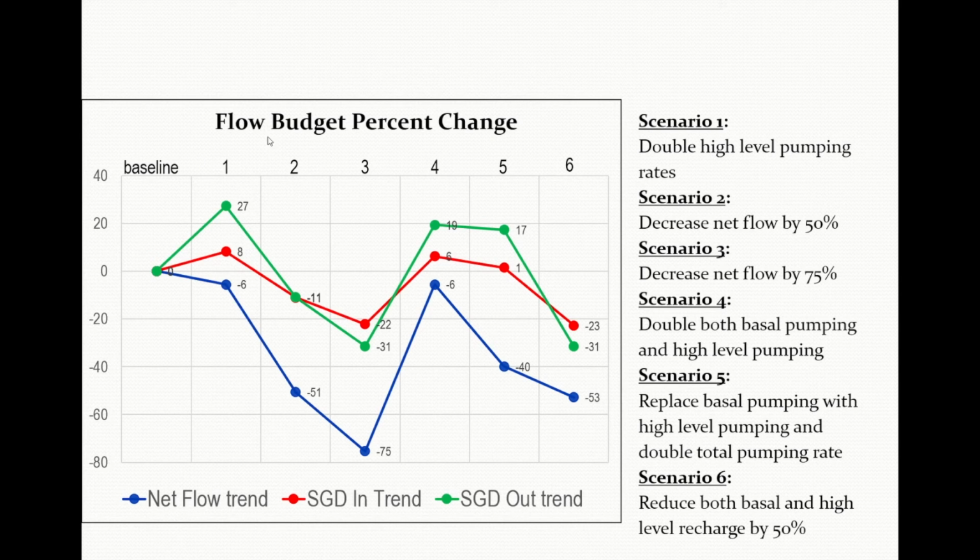Here is an example for the water budget. We can do different scenarios. The blue here reflects the net flow, so here up to minus, this is percentage, like 75% reduction. And we can look at the red, which is the SGD coming into land, so this is from the ocean. We can see, like, an increase of 8%, a decrease of 11%, etcetera. Then the green is the flow out, like here an increase of 27%.